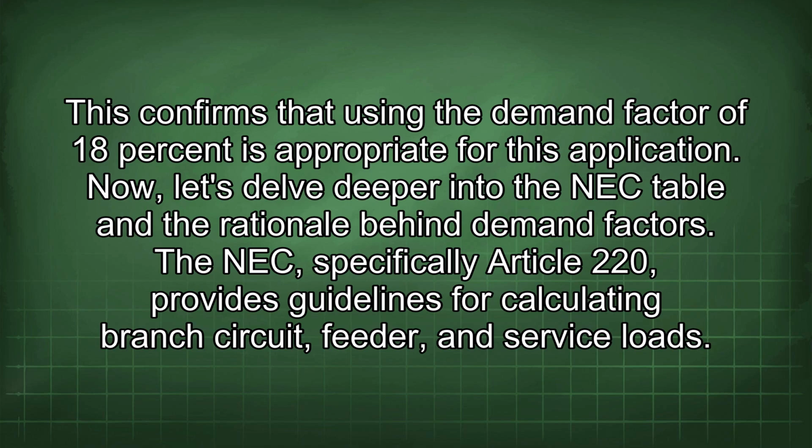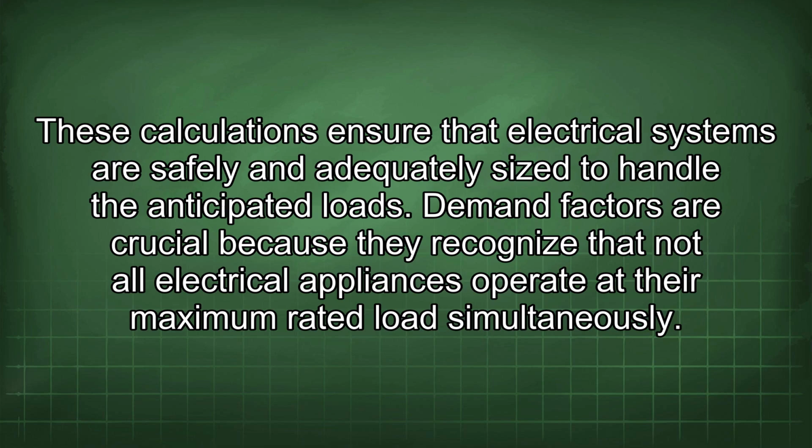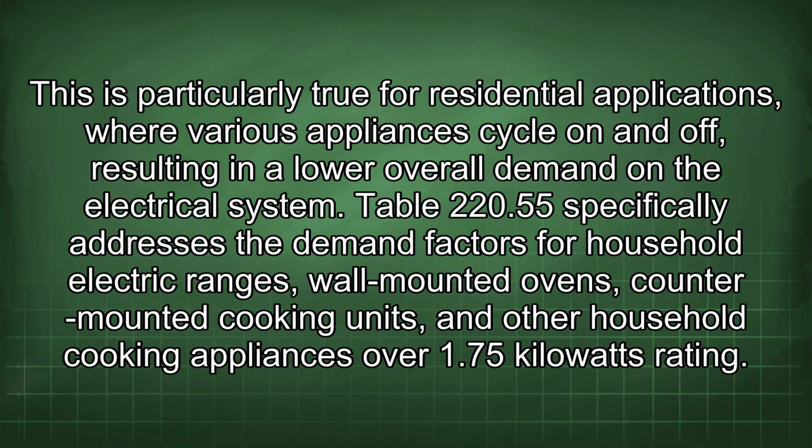Now let's delve deeper into the NEC table and the rationale behind demand factors. The NEC, specifically Article 220, provides guidelines for calculating branch circuit, feeder, and service loads. These calculations ensure that electrical systems are safely and adequately sized to handle the anticipated loads. Demand factors are crucial because they recognize that not all electrical appliances operate at their maximum rated load simultaneously. This is particularly true for residential applications where various appliances cycle on and off, resulting in a lower overall demand on the electrical system.